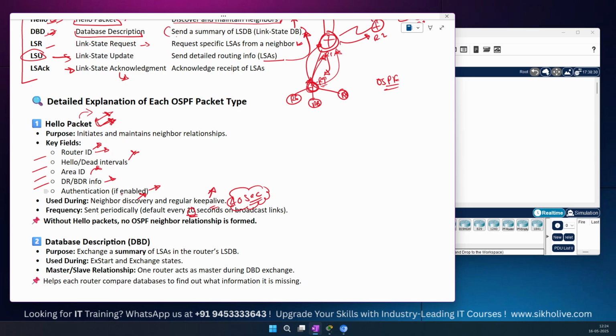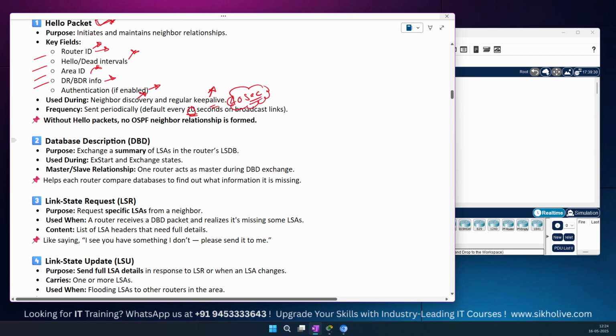Then what is database description, database detail? DBD, in short, has the purpose of exchanging a summary, meaning all details about the routing protocol, the LSAs in the router's LSDB, the link state database. So database description means the complete information about OSPF. It exchanges a summary with the neighbor router and is used during ExStart and Exchange states, okay.